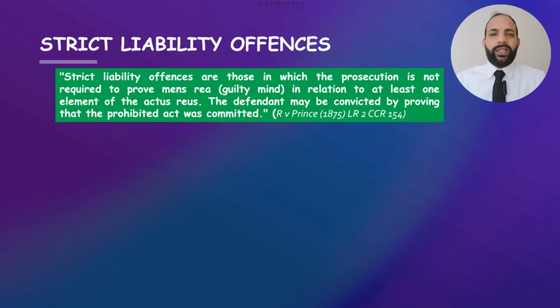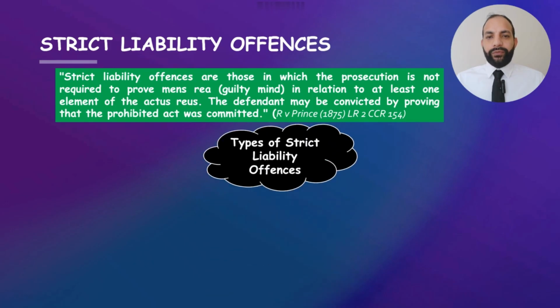So, in simple words, if we try to explain strict liability offenses, that means offenses that actually happen, but you don't need to prove a mens rea for criminal liability of the offense. So even if an offense is committed, you don't need to prove mens rea. These are the cases which come under strict liability offenses. So let's see further types of strict liability offenses.